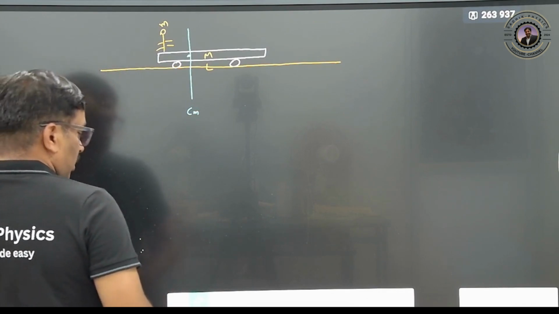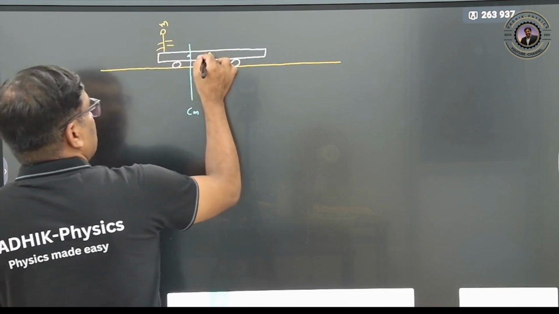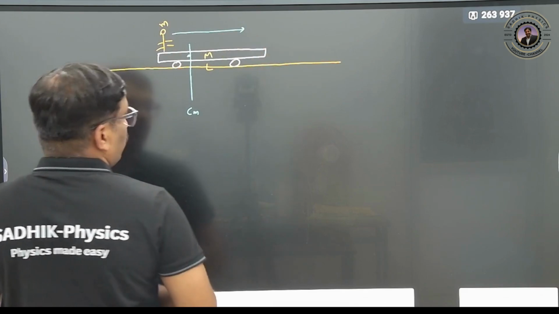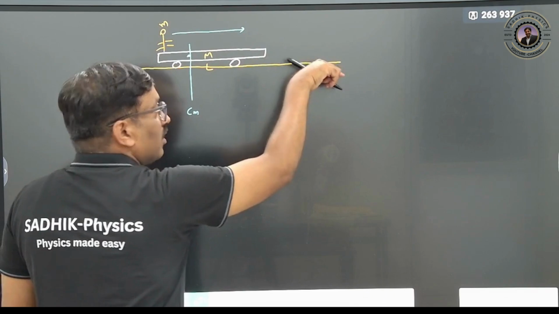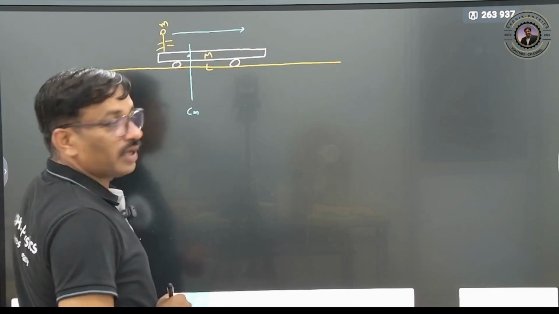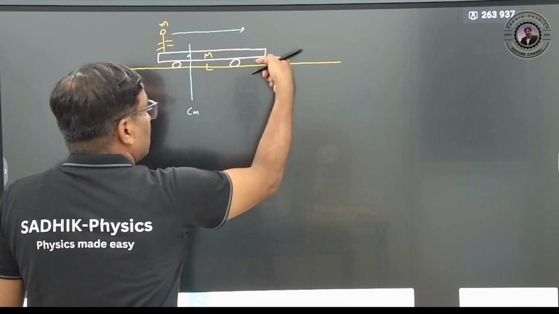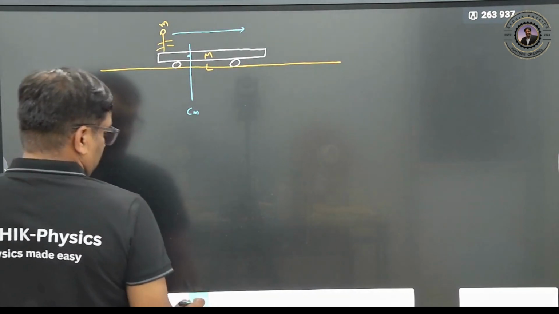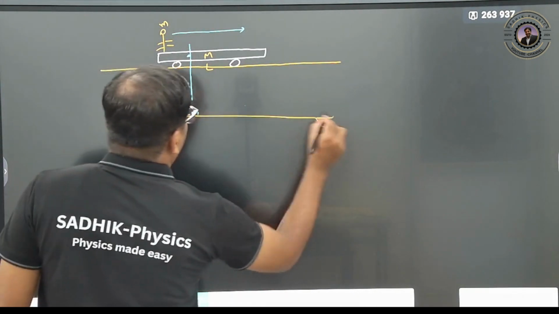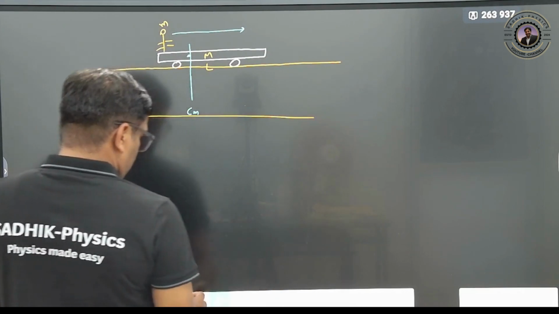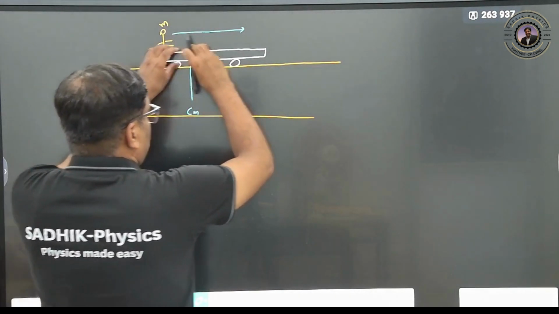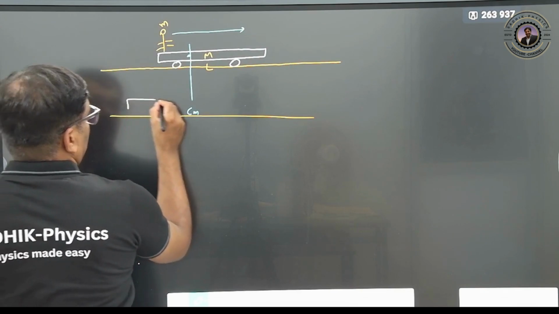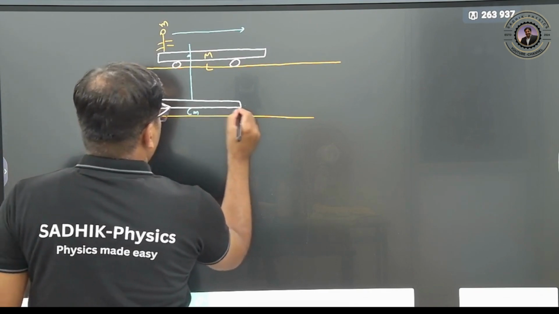If this person was not there, the center of mass would be at the midpoint. Now what happens if this person moves to the other end? When he is moving toward this side, this plank will go backward. Clear? So what will be the shift in the center of mass? Let us see. This is your path. Observe this path: the person is moving, and the plank will go back. So the plank will come to here. That means the plank is moving back.